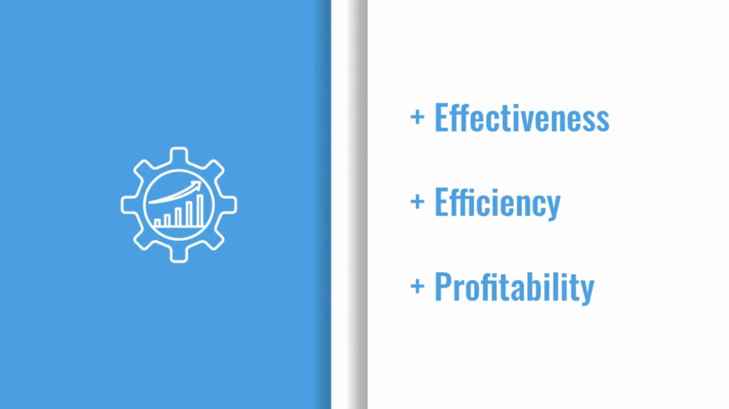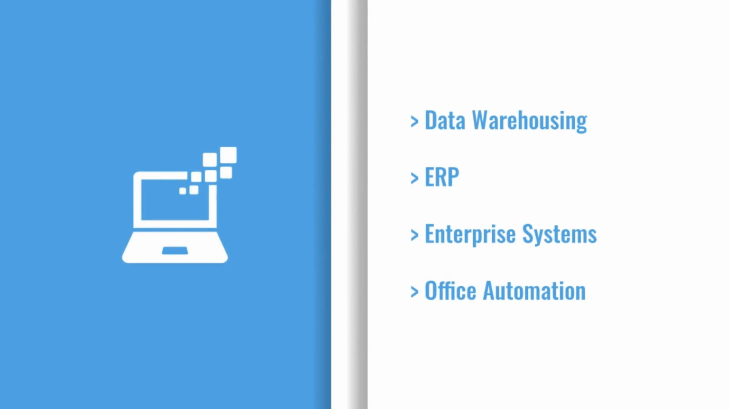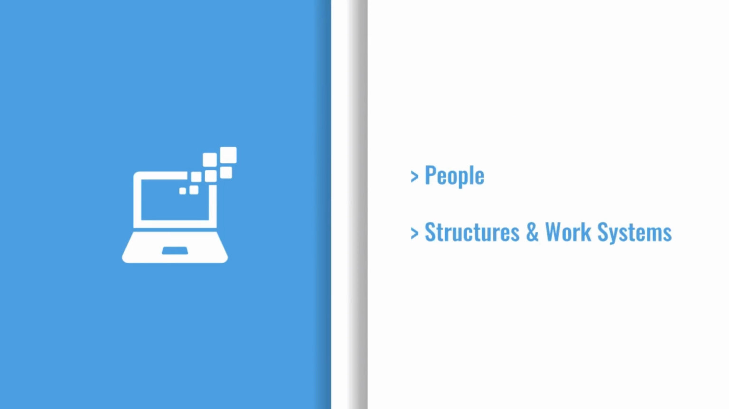They are organizational systems designed to collect, process, store, and distribute information for the purpose of improving the effectiveness and efficiency of an organization, with ultimately designed on improving profitability. Over time, these systems have grown to encompass new technologies and categories which include data warehousing, ERP, enterprise systems, and office automation. These systems are also comprised of not only technologies, but people, structures, and work systems.